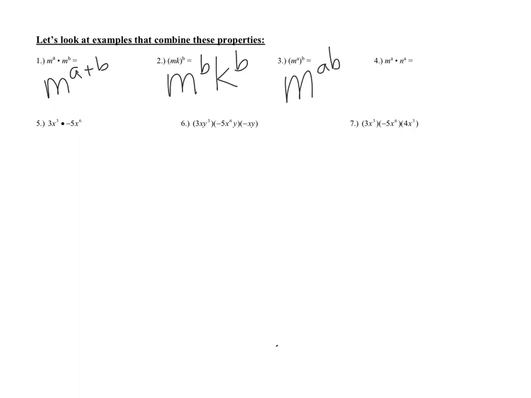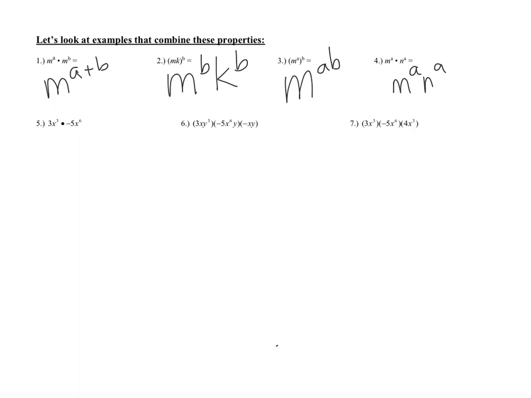All right? Now the next one is a little bit of a trick question. To figure this out, it says m to the a times n to the a. The a is the exponent. It doesn't matter that they have the same exponent. What matters, if you're trying to combine two things by multiplication with exponents, is that they have to have the same base. So technically, this one, you can't simplify really any further. It would just stay m to the a, n to the a.